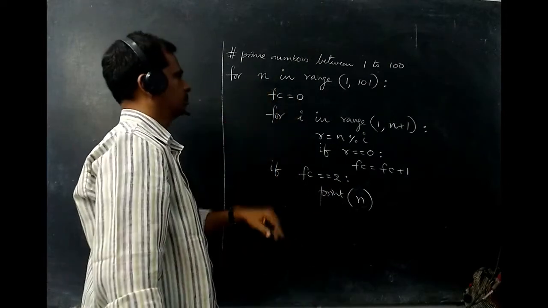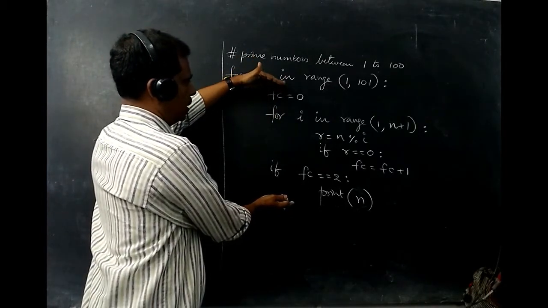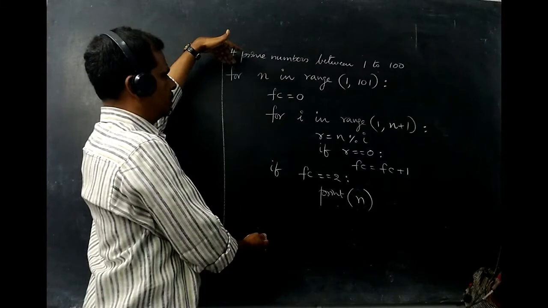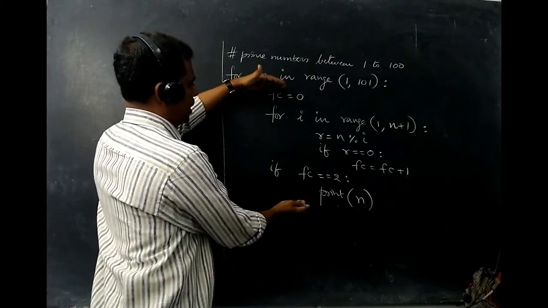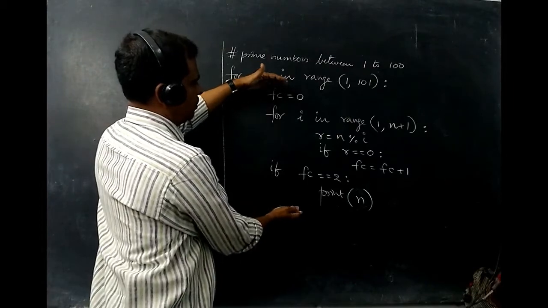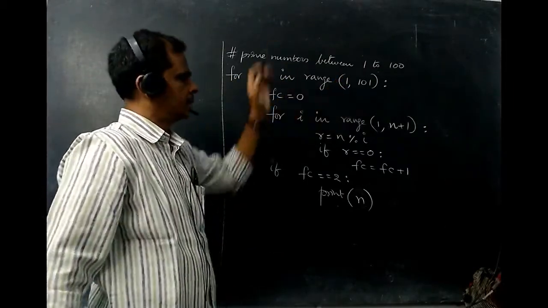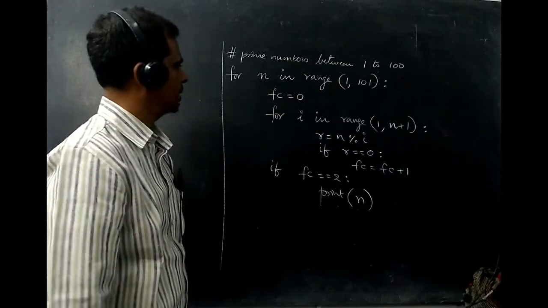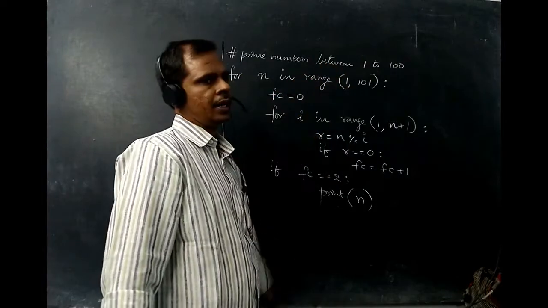But now I have embedded this in a big loop. Therefore this process is done for several numbers. My numbers are ranging from 1 to 100. Okay, see now how it functions. Now this program is prime numbers from 1 to 100.